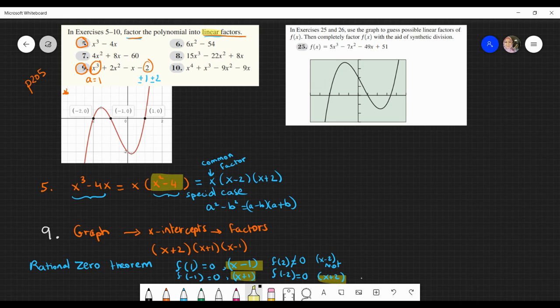Another option would be, once you get one of the zeros, one of the factors, you could do synthetic division, and that's what we're going to do in number 25 in a second.